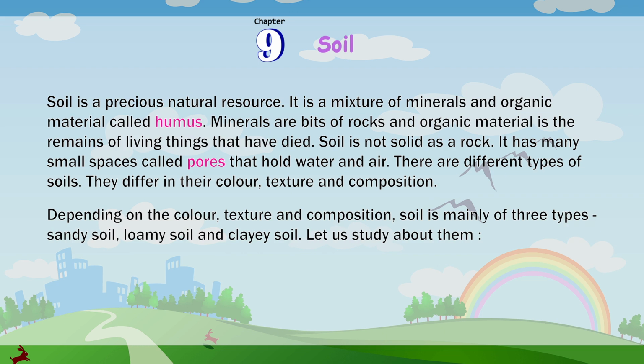There are different types of soils. They differ in their color, texture, and composition. Depending on the color, texture, and composition, soil is mainly of three types: sandy soil, loamy soil, and clayey soil. Let us study about them.